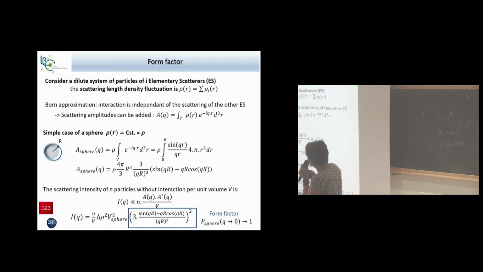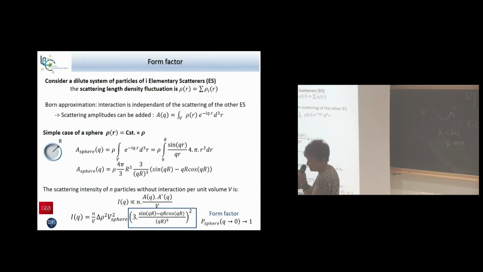So here I took the simple case for the form factor, the case of a sphere. The sphere is homogeneous, so the scattering length density along the sphere is the same. So the scattering amplitude of the sphere: you take the scattering length density, and the sum of e^(iQ·r) over the volume can be replaced by sin(QR) over QR. So you can integrate over the volume and find the scattering amplitude of a sphere, which has this relation.